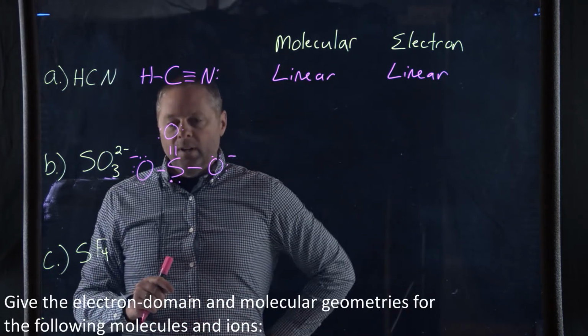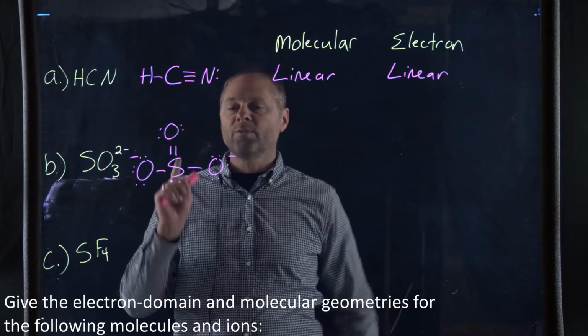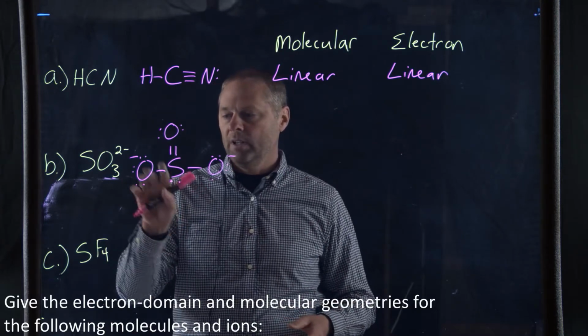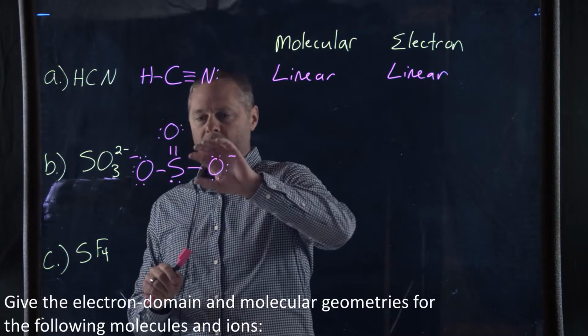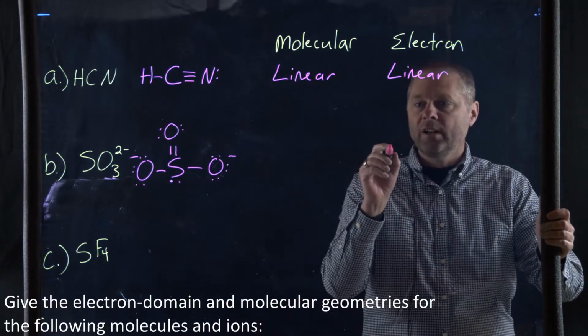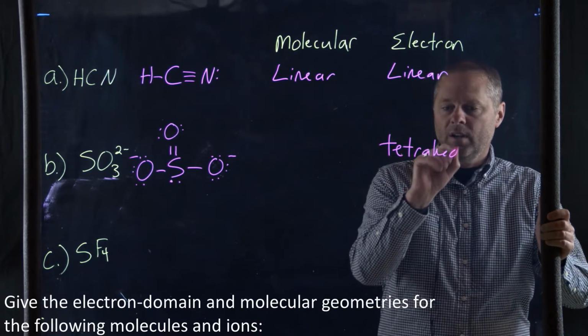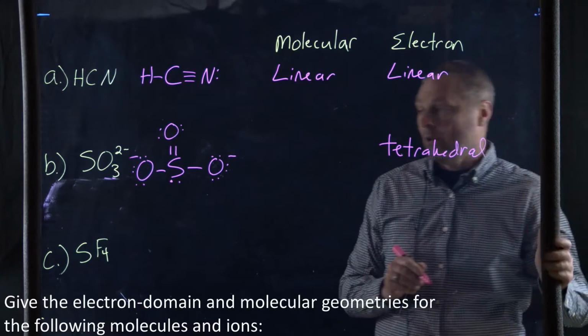Now, you'll look at the central atom, and the central atom has 4 electron domains: 1, 2, 3, and 4. Since it has 4 electron domains, the electron geometry of this is going to be tetrahedral.